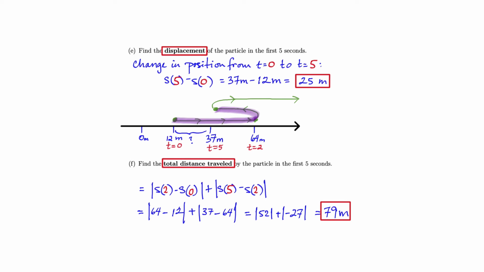Distance traveled is always greater than or equal to displacement. Displacement, by the way, could be negative. If the particle ends up to the left of where it started, then the displacement would be negative. But distance traveled is always, always positive. All right, let's keep moving.